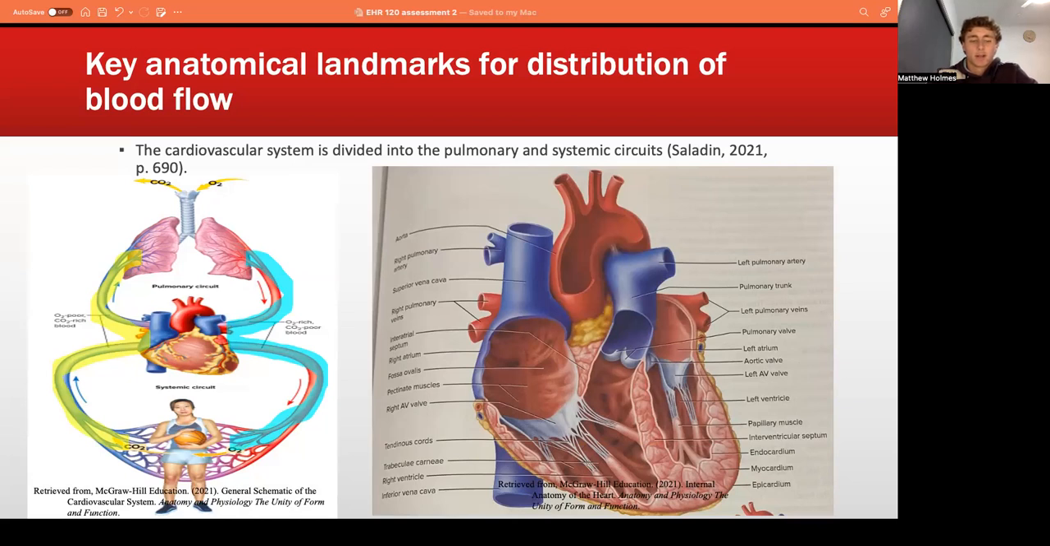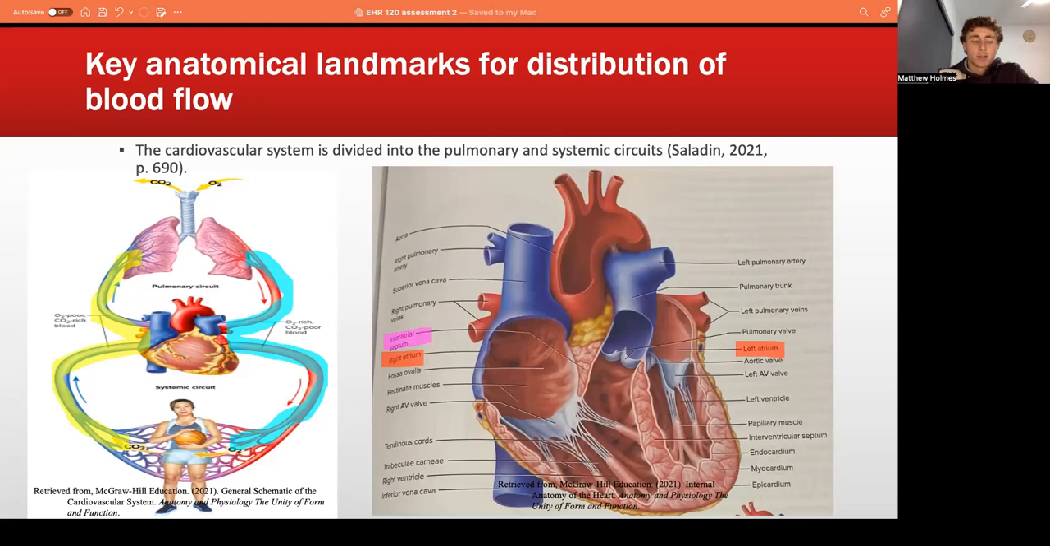As stated by Sladen in 2021, the adult heart is approximately 9 centimetres wide, 13 centimetres top to bottom, and 6 centimetres anterior to posterior. As identified in red, the heart is divided into 4 chambers. The superior chambers are the right atrium and the left atrium. These two chambers are separated by the interatrial septum.